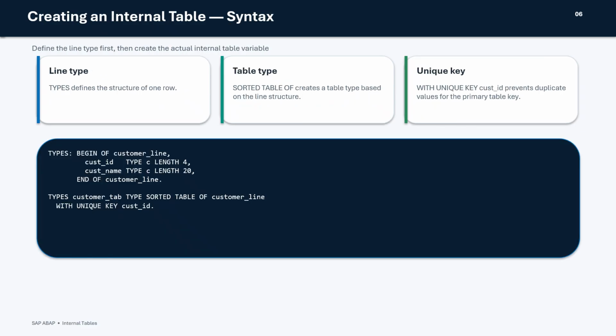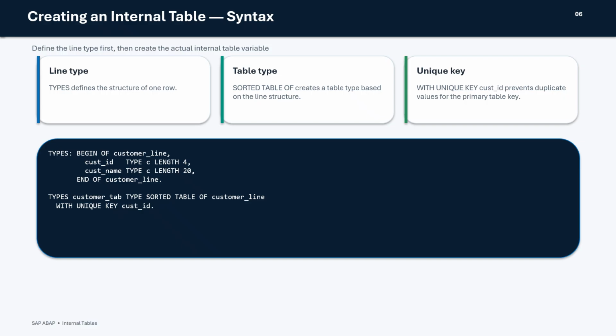Then let's look at creating an internal table and its syntax. First, we define the structure of one row using the TYPES statement. In our example, customer line is the structure. In that customer line, we have customer ID and customer name. By using TYPES we created customer line, a structure. This is only one record, a header one.